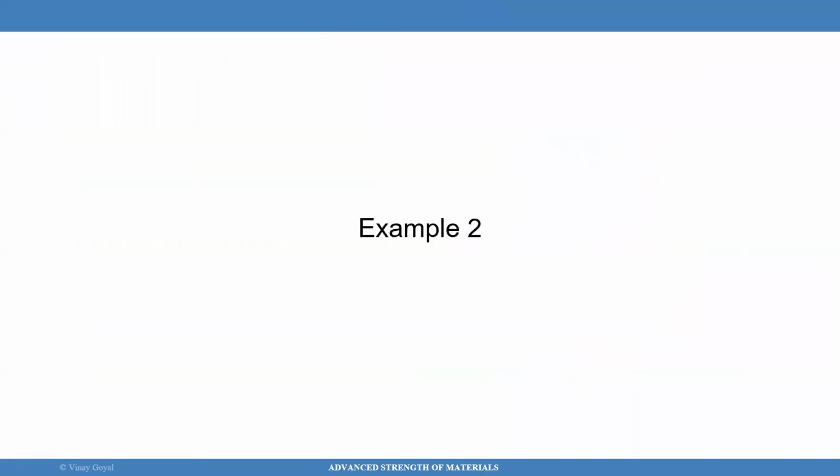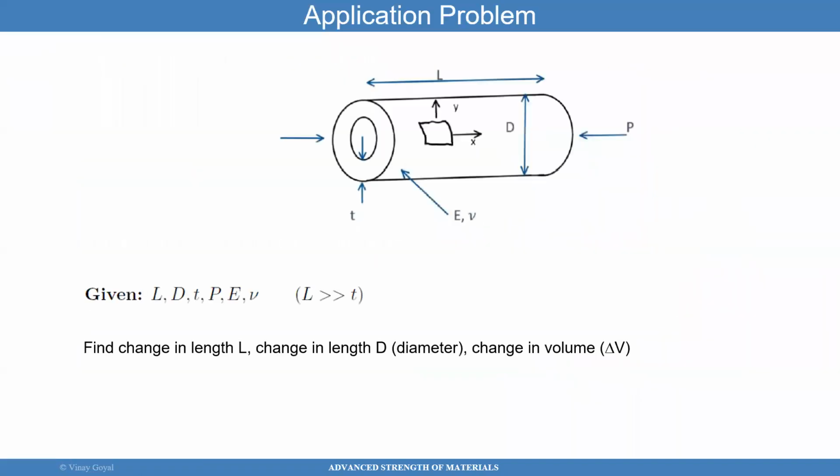Let's move to example 2. A new example. In example 2, I'm given a cylinder of material, and that cylinder has a wall thickness T, length L, diameter D, and this cylinder is getting compressed by a load P. Okay, so that's what this problem is, and the question being asked is what is the change in length L due to that load P applied, the change in diameter D, and the change in volume of this cylinder.